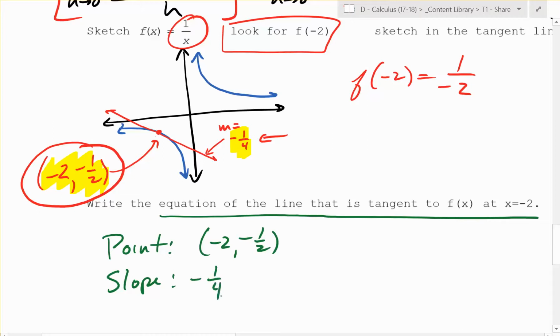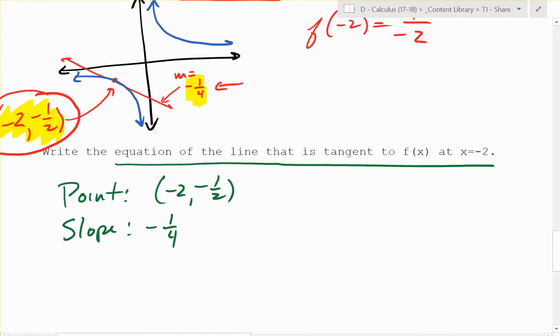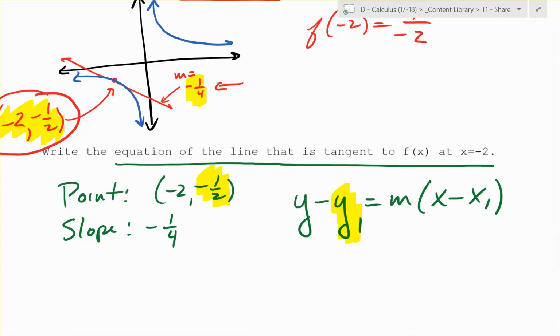The one thing you need to remember is that I don't really want you to write things in slope-intercept form. I want you to write them in point-slope form. So that's y minus y1 is equal to m times x minus x1. That is super key because if you have a slope and a point, you're done. So in this case, y1 goes right there, x1 goes right there, and the slope goes right there.